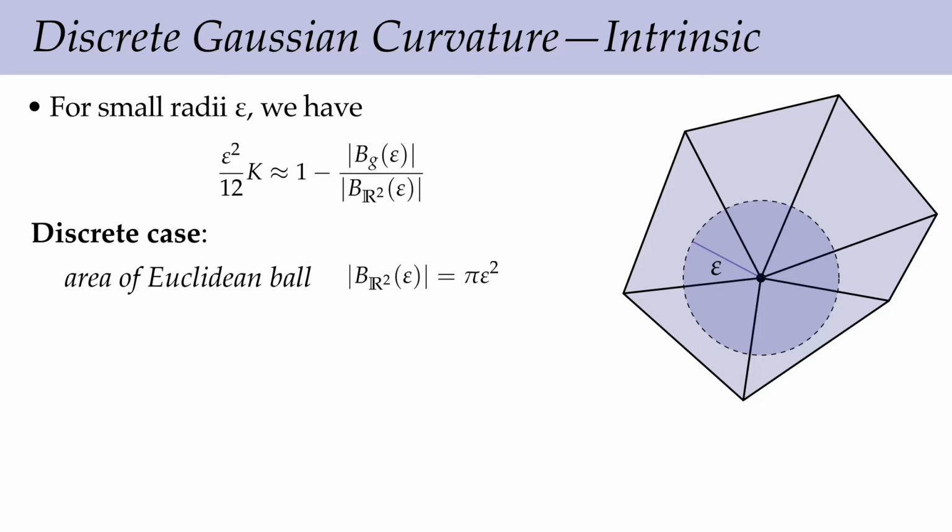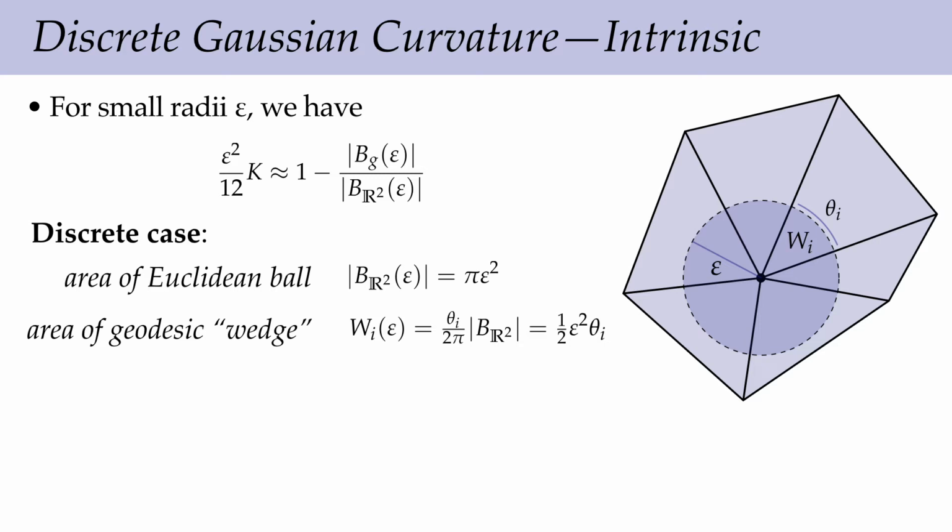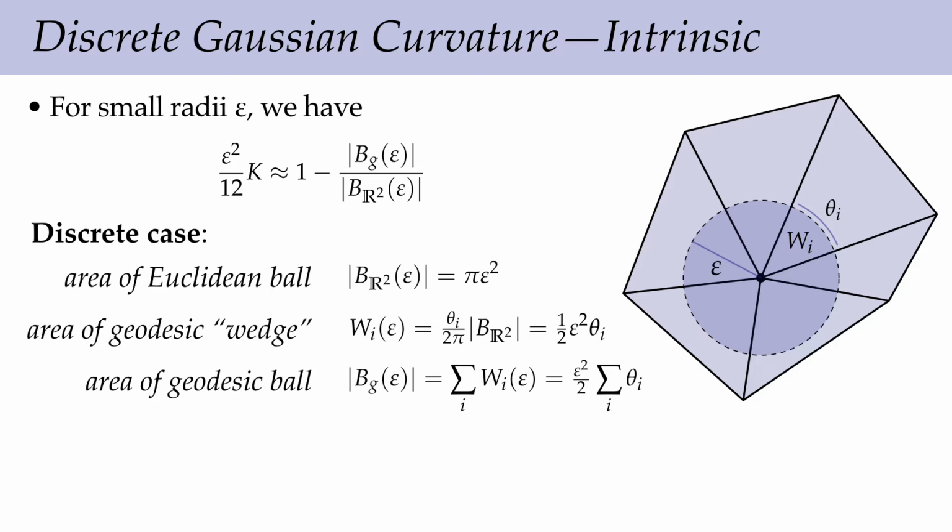On the surface, we can also compute, without much trouble, the area of a geodesic wedge. So this thing I've marked as W sub I, what is the area of that little piece if I have a ball of radius epsilon? Well, it's just the fraction of a whole ball, theta I over 2 pi, times the area of the Euclidean ball. In other words, 1 half epsilon squared theta I. So the total area of a geodesic ball, assume that this vertex neighborhood isn't flat now, is just going to be the sum of these wedge areas. So epsilon squared over 2 times the sum over I of theta I, meaning the sum of all the wedges around the vertex.